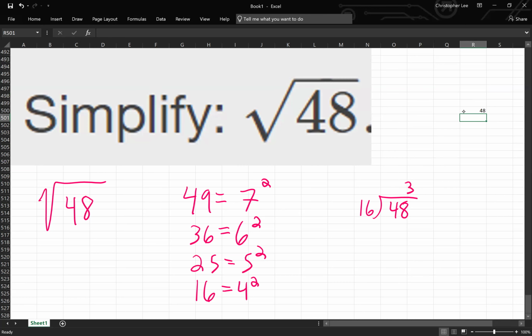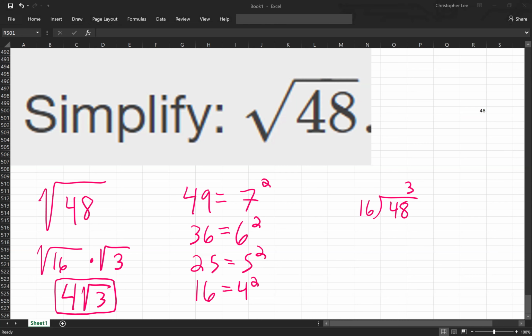So now I can break this up into what? Square root 16 times square root 3. And the square root of 16 is simply just 4. And then we leave back the square root of 3. That right there is my final answer. And that's how we work that out. All right.